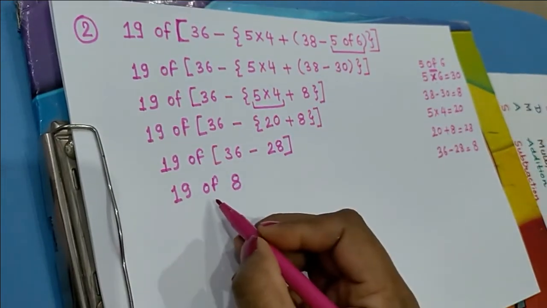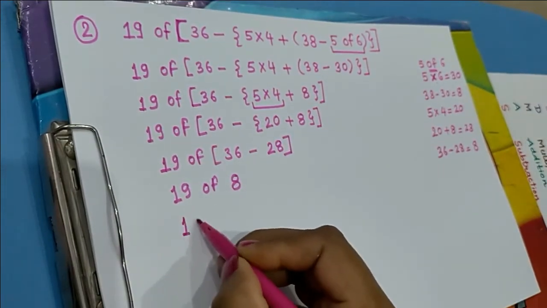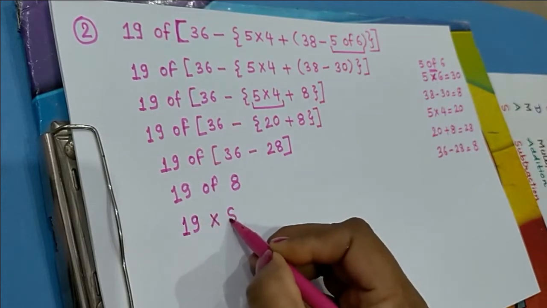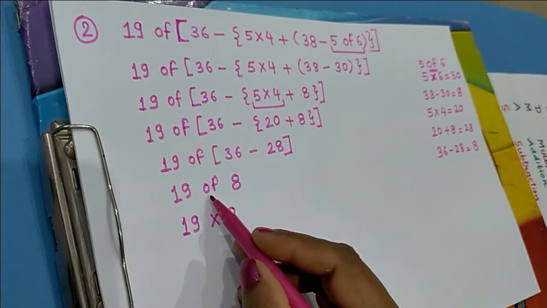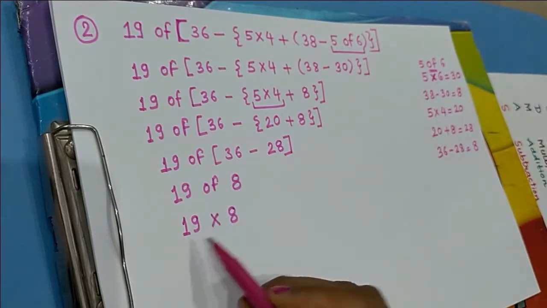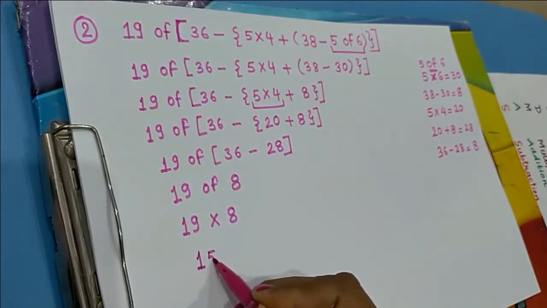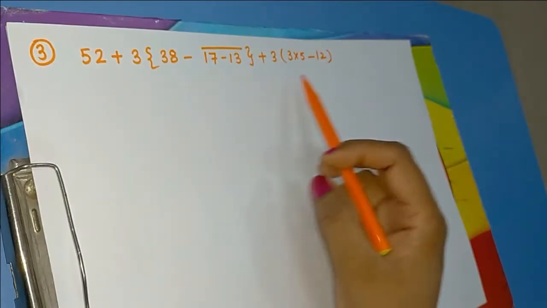Now we know that we can replace this of sign by multiplication. So here we can write a cross sign or multiplication sign instead of this of. 8 times 19 is 152. This is our third example.